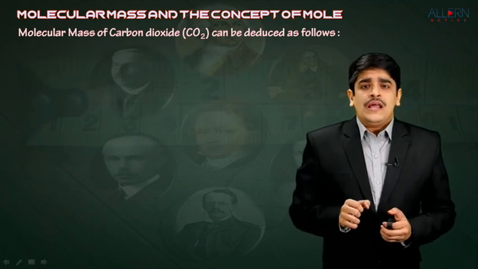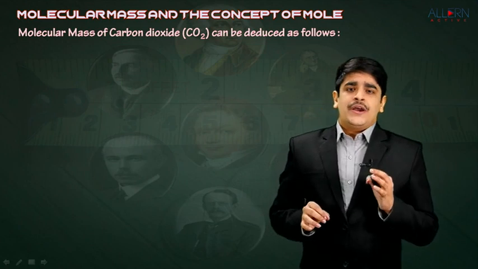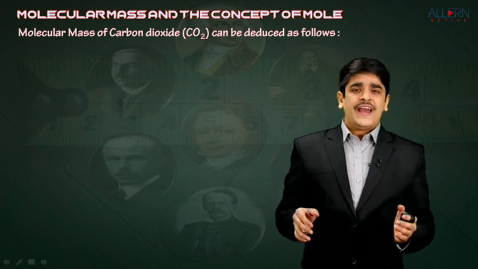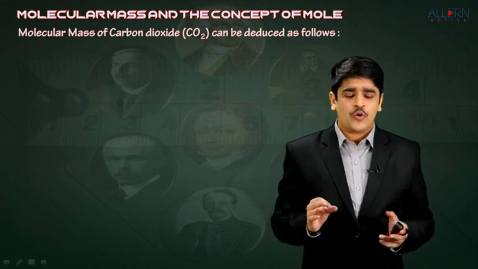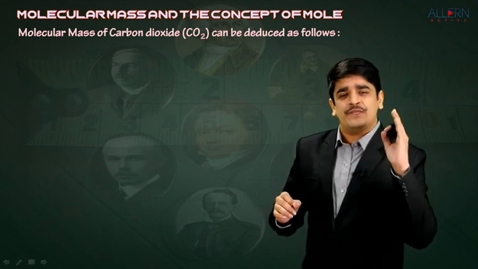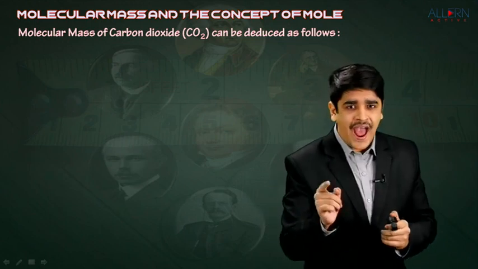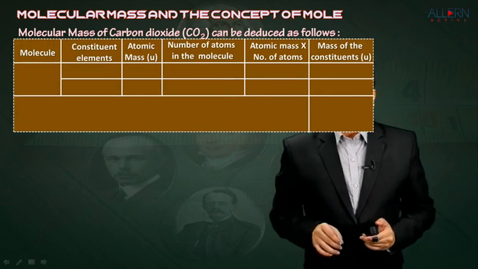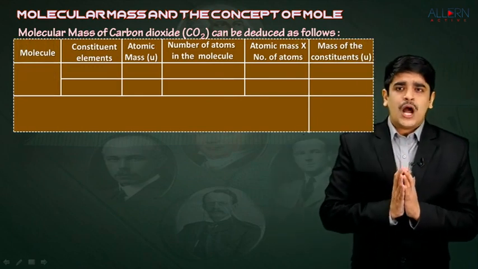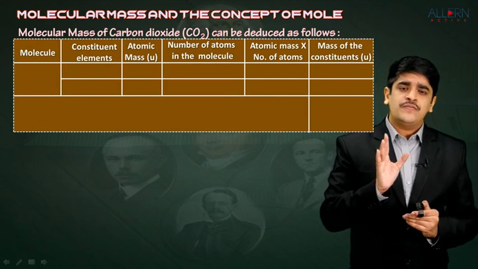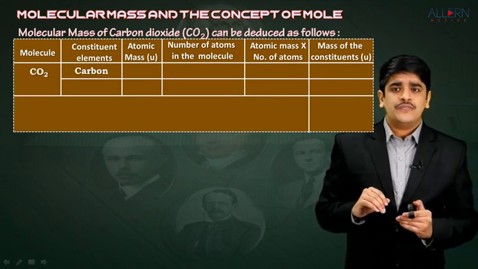Now, let's calculate the molecular mass of carbon dioxide. It can be deduced as follows. I'm going to help you out. We'll take it slowly, step by step, and we'll make it super interesting and easy for you. Okay. Now, when we talk about carbon dioxide, we first need to write down the formula for the molecule. What is the formula?